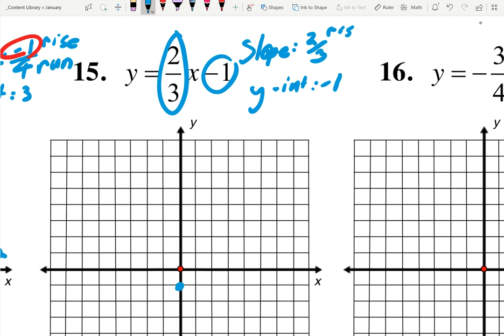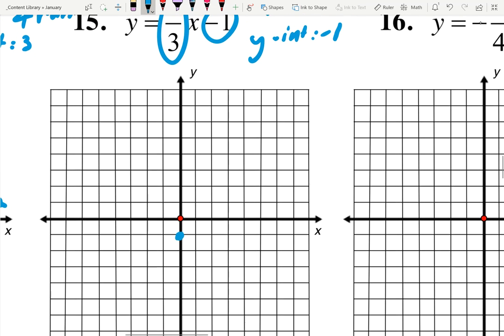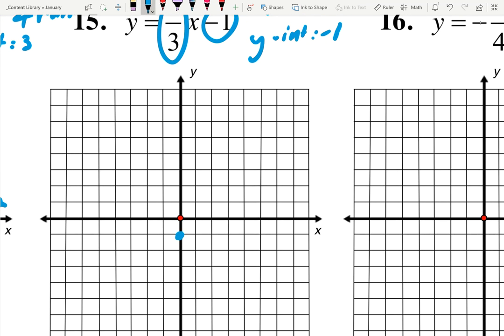So again, this is rising 2, running 3. Both of these are positive, so rise is going to be upwards. So we're going to go up 2, so up 1, 2, and then running to the right 3, 1, 2, 3. Puts our point right here. So again, you can see that we've gone up 2 spaces and then right 3 spaces, a rise of 2/3. Okay, we'll do it again. Go rising 2, so 1, 2, and then running 3, 1, 2, 3. Puts our next point there.